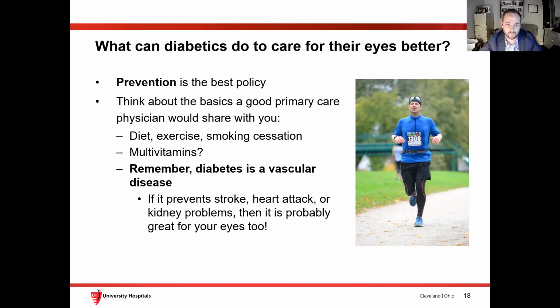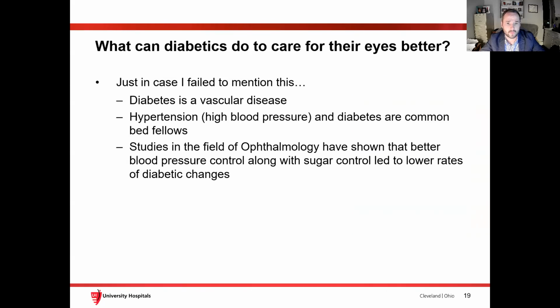And like I've said before, remember, diabetes is a vascular disease. If it prevents a stroke, a heart attack, or kidney problems, then it's going to be good for your eyes too. And yes, that is me just a couple weeks ago running a half marathon. Had to plug that in there. I never used to be a good runner. This is something pretty new to me. If I can do it, anybody can do it. And boy, it's good for your health.